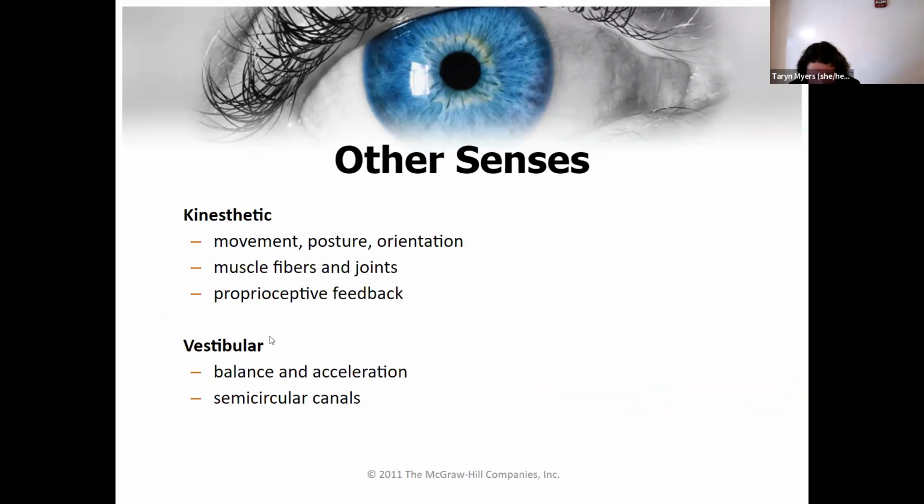But we also have these other senses as well. So the kinesthetic senses use things like those semicircular canals in the ears to help with movement, posture, and orientation. They help with our muscles kind of understanding where we are in space, and that's the proprioceptive feedback as well. And then I mentioned the vestibular with balance and acceleration. So again, these aren't senses we include in like the 5 senses, but they're very important for us to know how to walk and not fall over and things along those lines.